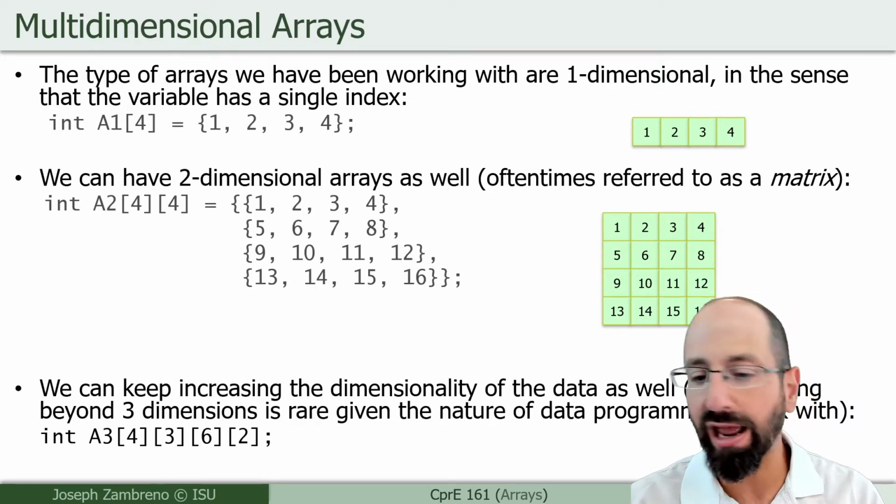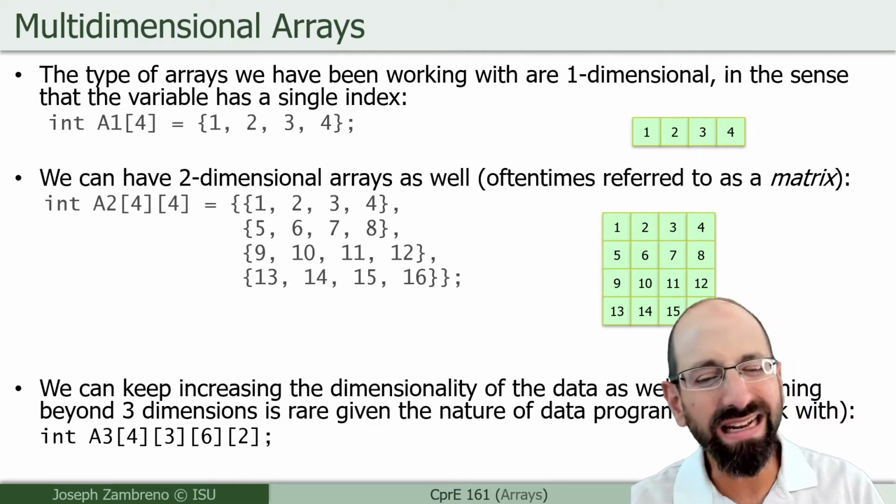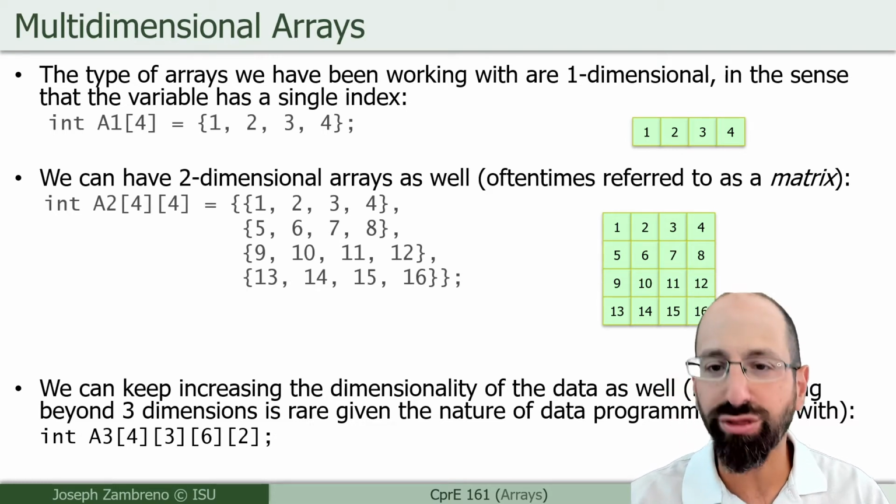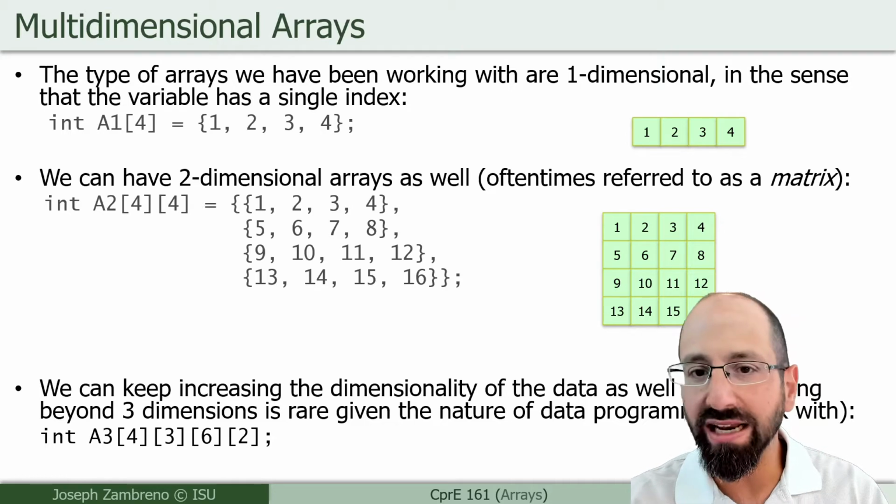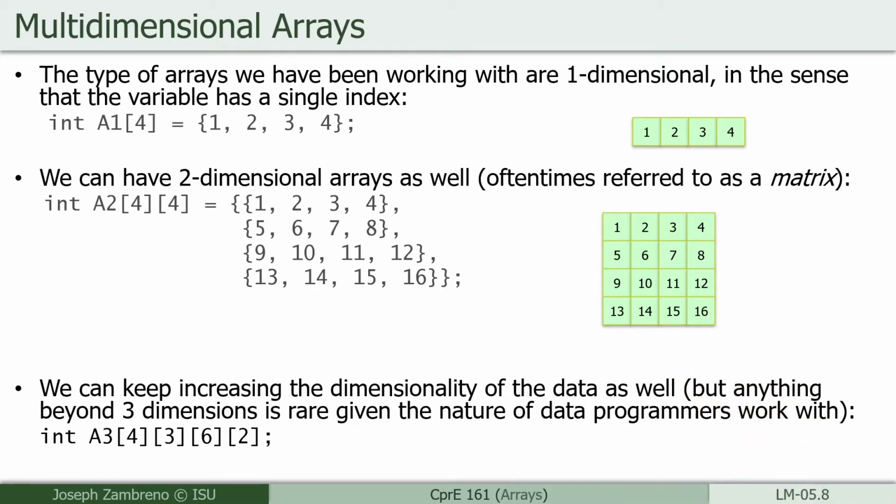In C, you can actually keep increasing the number of dimensions beyond 2, so you can have 3, you can have 4, you can have 5, you can have 6. It's not that common to have anything beyond 3 for the nature of data that programmers tend to work with. If you're writing a program and you find yourself putting together a 5-dimensional array, it may be a good time to rethink and consider the data. Why does it have so many dimensions?